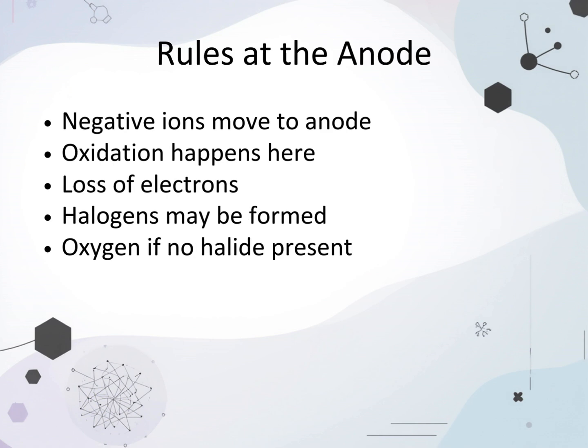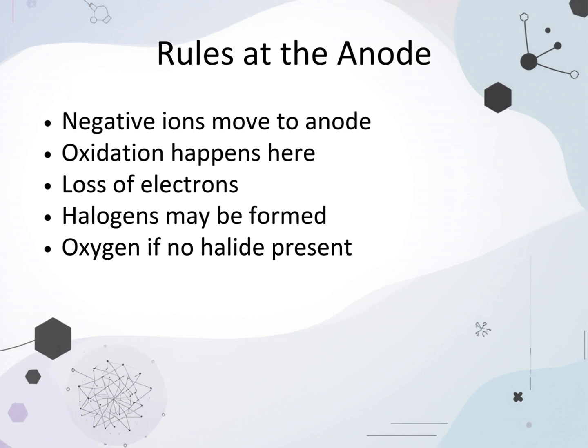Now, when we talk about the rules at the anode, it is the positive electrode, and this is where oxidation happens, which means the loss of electrons. At the anode, negative ions arrive, they lose electrons, and they form molecules. In an aqueous solution, there's again competition. So the rule here is if a halide ion is present, like chloride, bromide, iodide, the halogen will be produced.